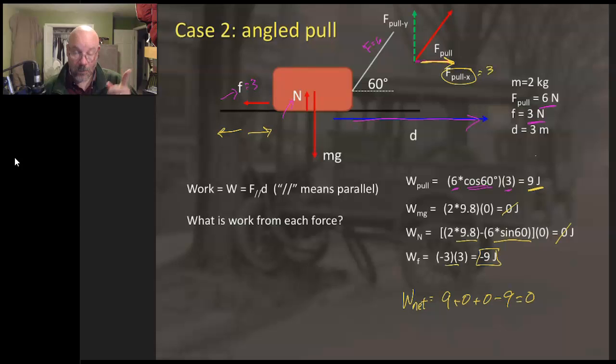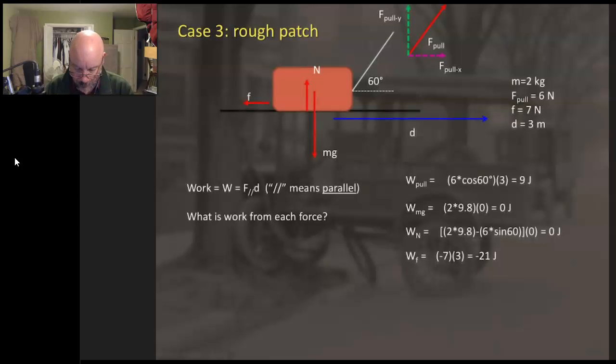All right, let's look at one more case. We're almost done here. So we're pulling with 6, just like we did before, but now for some reason we have a lot more friction involved. So our frictional force is pretty big somehow. Now let's see what happened. The pulling force at the same angle gets us to the 9, same answer we had before.